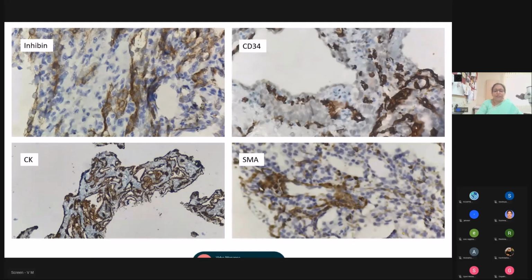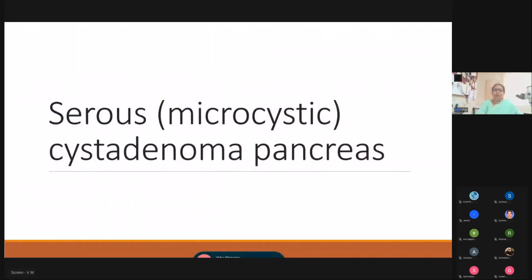Now, based on these, Dr. Syed, of course, we did certain other markers like synaptophysin, which was negative. We did an HMB45, thinking that it might be a clear cell sarcoma kind of thing, but they were all negative. I think he has given a differential of adenomatoid tumor. However, adenomatoid tumor will not show inhibin positivity. CK could be positive. So this was our diagnosis. It's a serous microcystic cystadenoma of the pancreas.